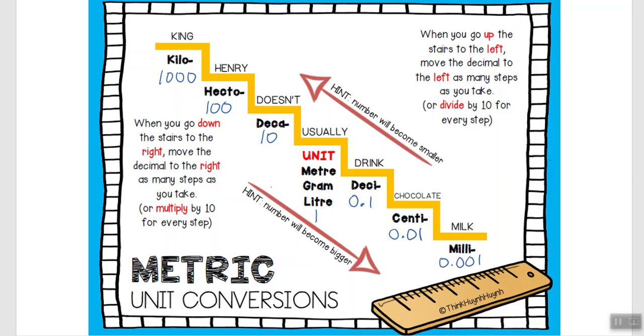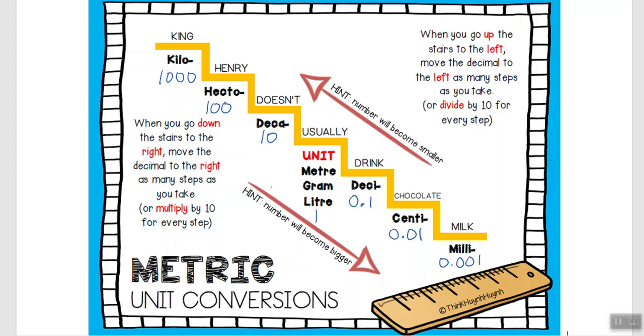We can use the concept of the stairs to help us convert from numbers with a larger prefix to a smaller prefix, and we would do that by going down the stairs. And as we go down the stairs to the right, we want to move the decimal place in our original number to the right as many steps as we take. Or we can multiply by 10 or a power of 10 for every step that we go down.